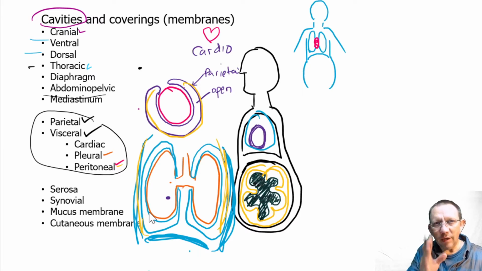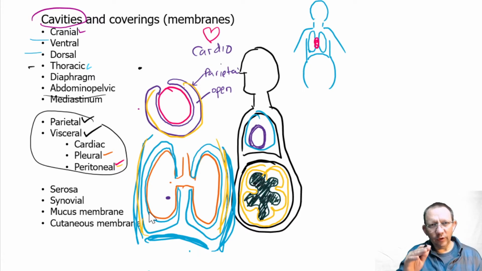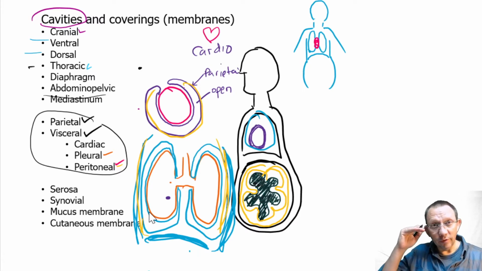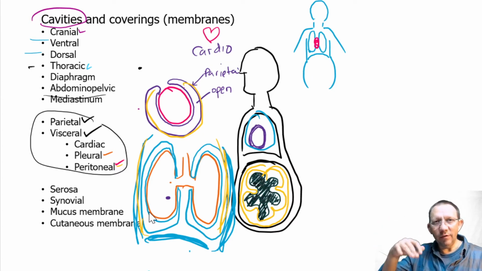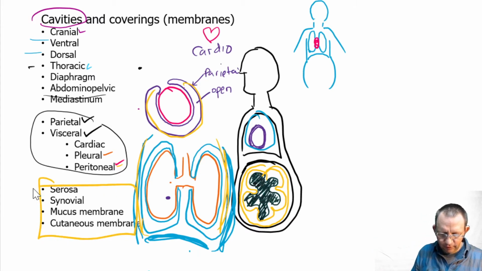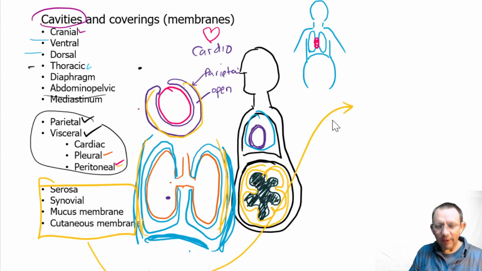And then visceral means on the organ itself. So we have to learn our other words, which is cardio for heart, pleural for lung, and peritoneal for intestinal, basically. Now that goes down through here. This stuff here, we're talking about the different membranes. And we're going to talk about something like serous membranes. That's what these are right through here.